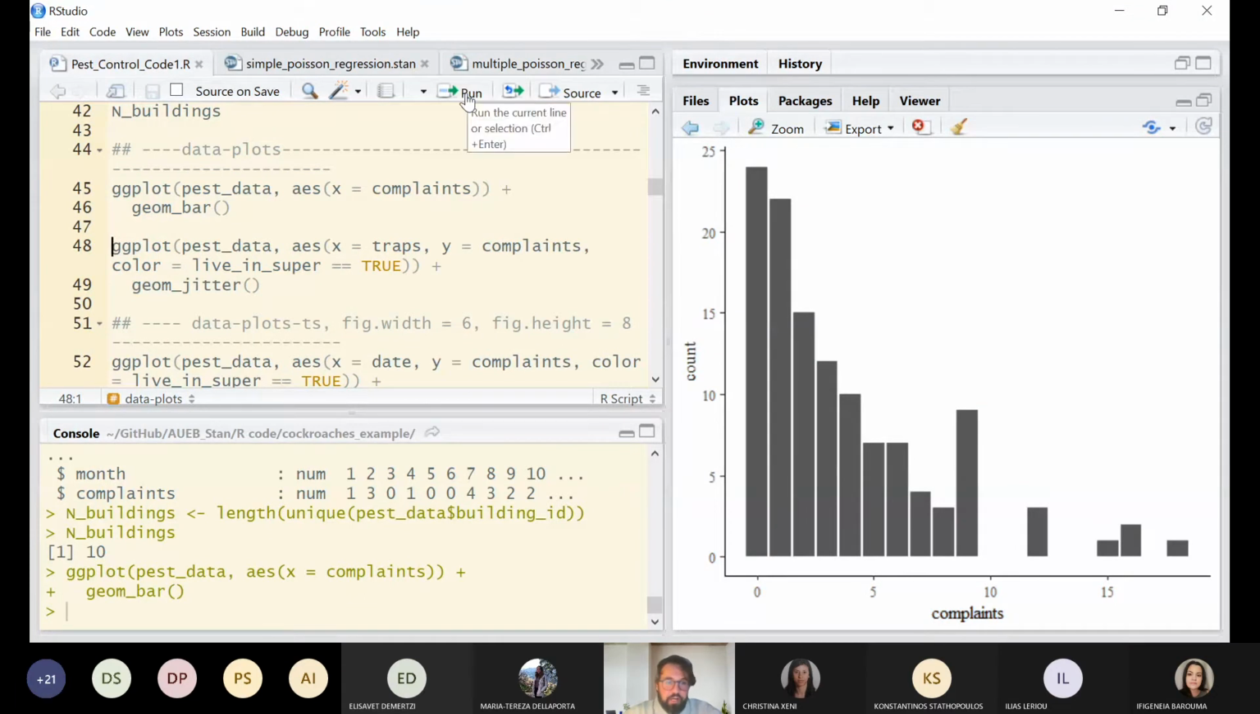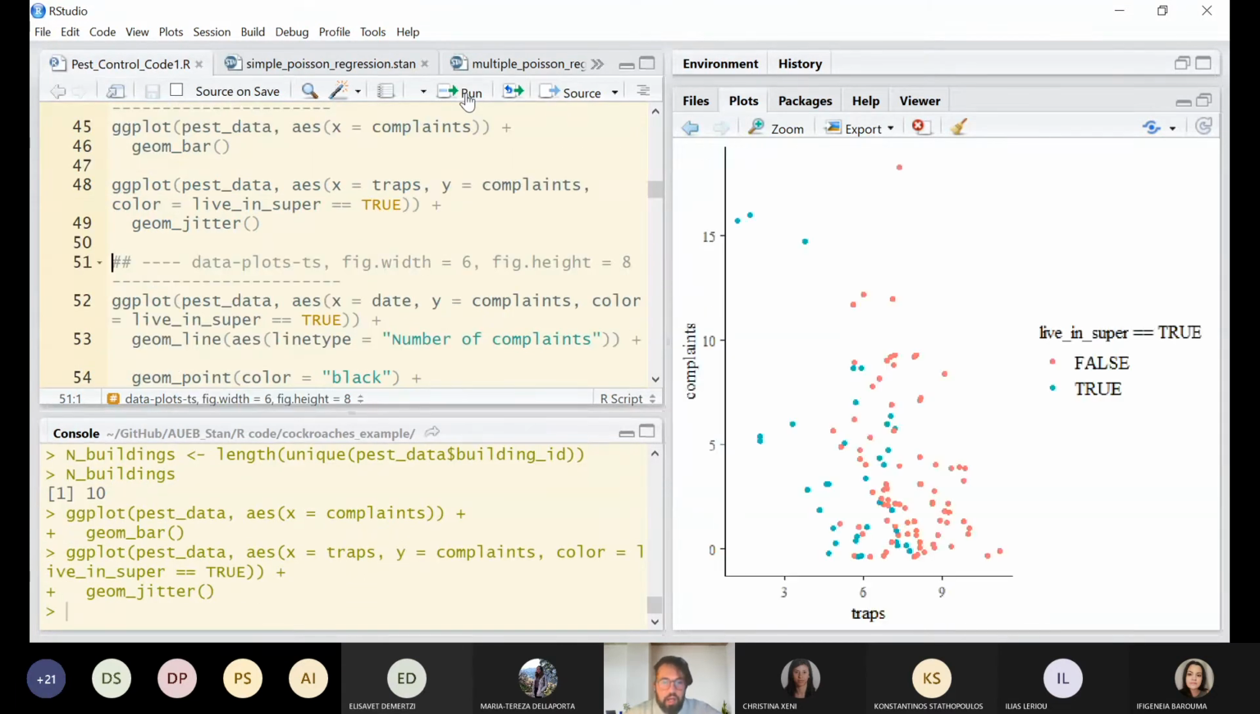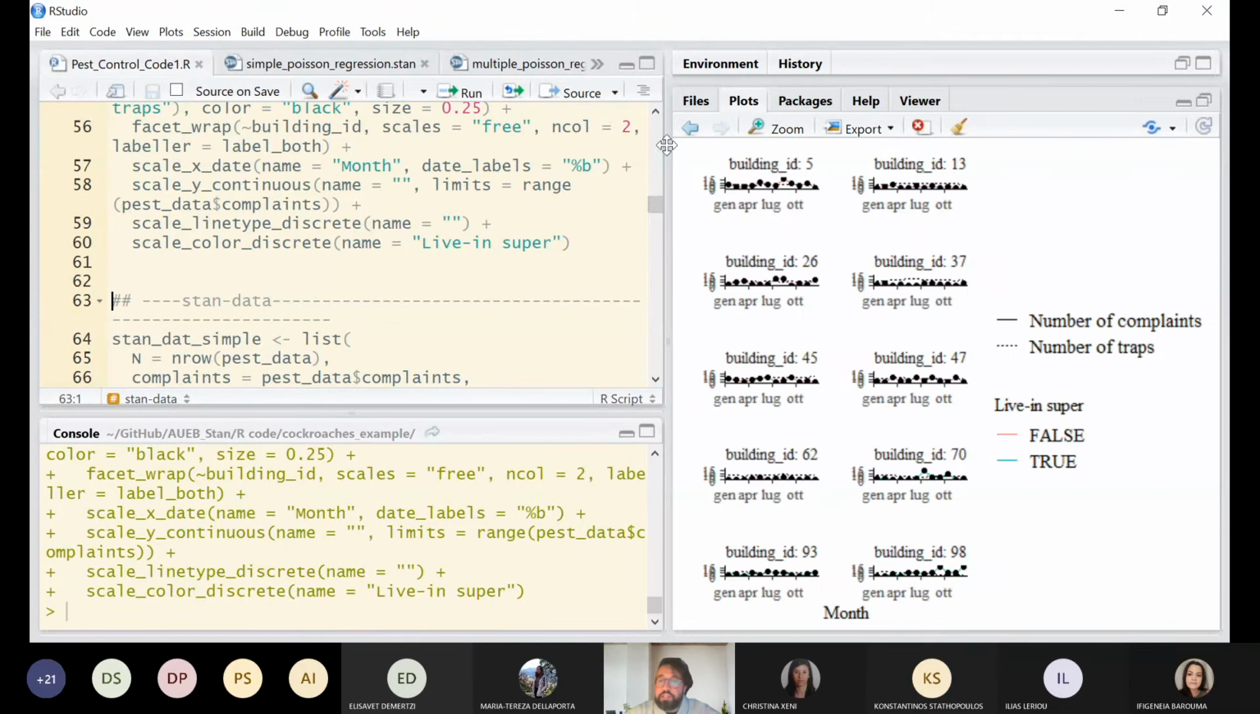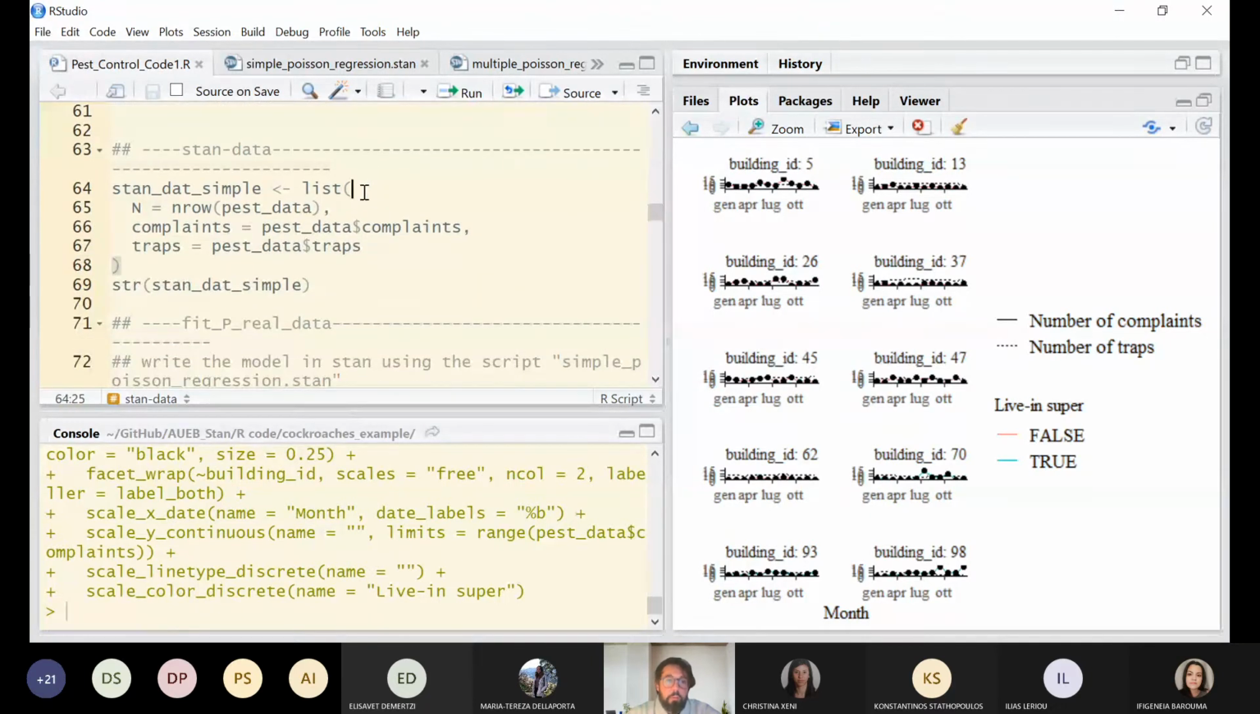We can have different initial ways to explore the data. Basically, we can have the number of complaints versus the number of traps, and color differently the observations for buildings with the live-in super and buildings without the live-in super. In this case, we can have the historical time series of complaints for each building, and so on. But this is not something that I want to bother you with.